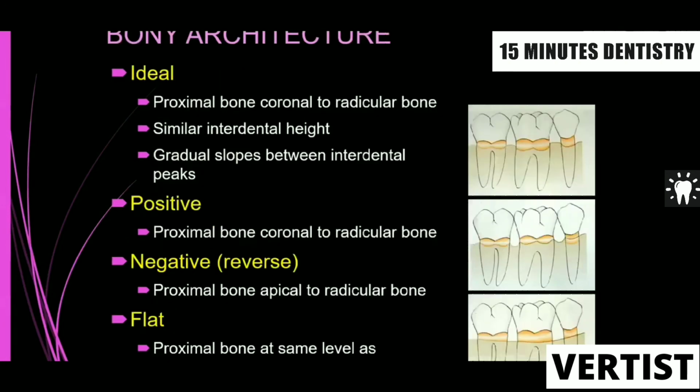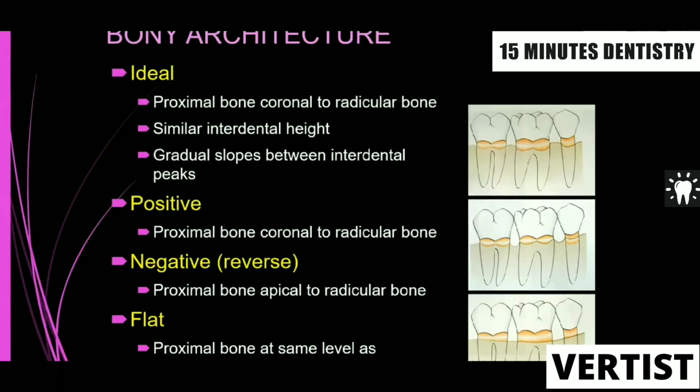So in ideal architecture, the proximal bone is coronal to the radicular bone and at a similar interdental height, along with a gradual slope between the interdental peaks. Whereas positive is the same as that of ideal, but in positive there may be interdental bone loss, but still the proximal bone is coronal to the radicular bone.